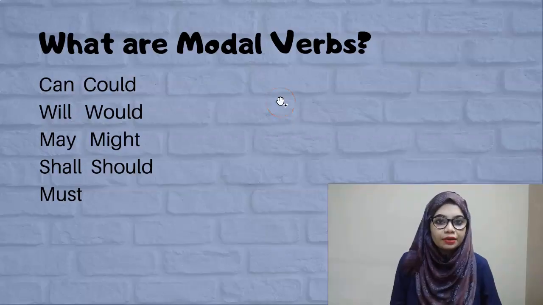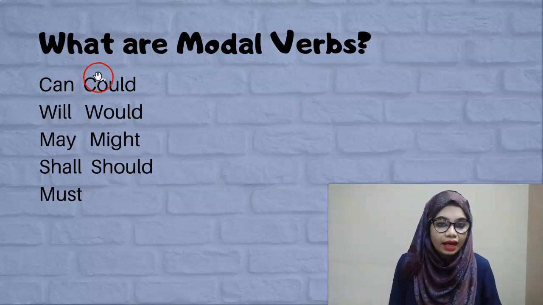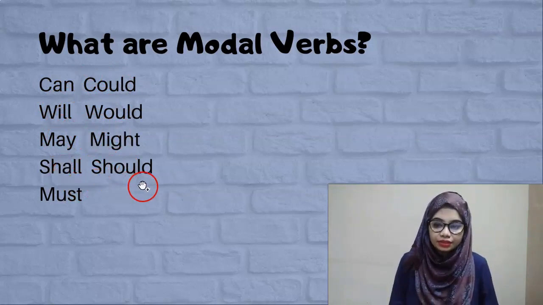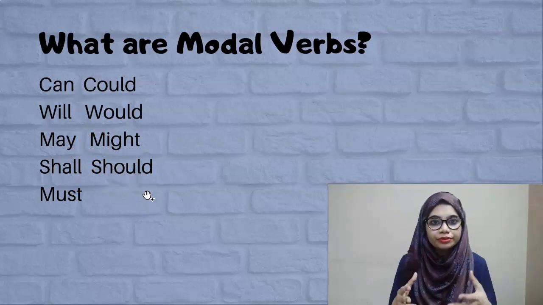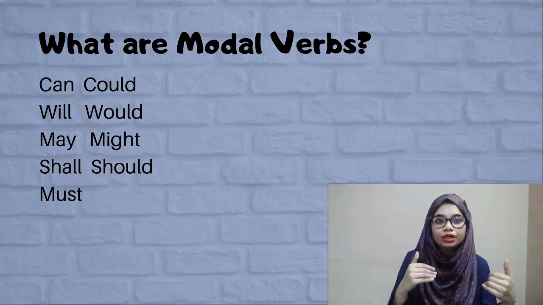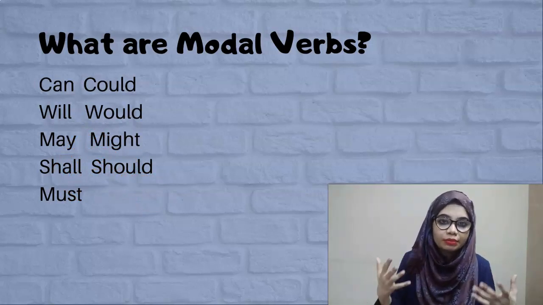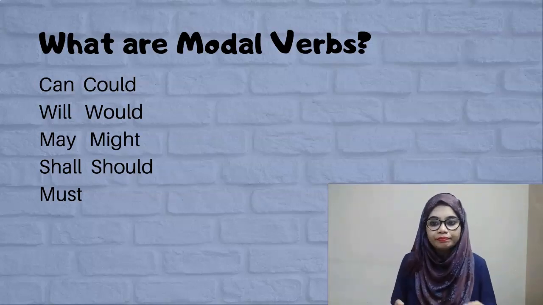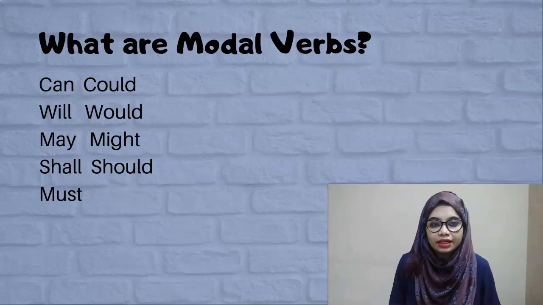We are going to start by first telling you what modal verbs are. They are can, could, will, would, may, might, shall, should, and must. So these are the modal verbs that we are going to focus on. Now there are a few other words which are also known as semi-modal verbs, but we will look at them much later in a different video. Today we are going to try and understand the basics of these particular modal verbs.